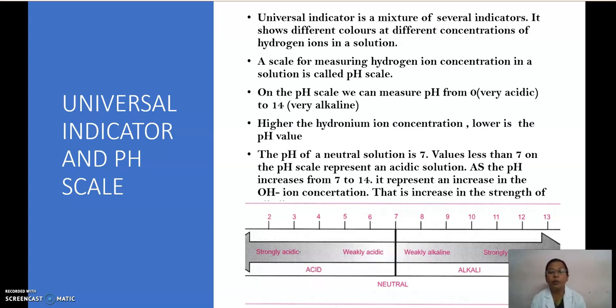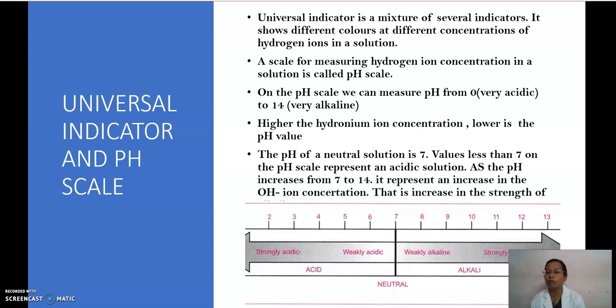The pH of a neutral solution is 7. We know that water is neutral. So in a neutral solution, the pH value will be 7, in the middle of the scale. Values less than 7 on the pH scale represent an acidic solution. On the scale, the most left side, from 0 onwards, is strongly acidic. From 0 to 1, 2, 3, the strong acidic nature is decreasing. When it becomes 5, 6, it is weakly acidic. And when it is 7, it is neutral.